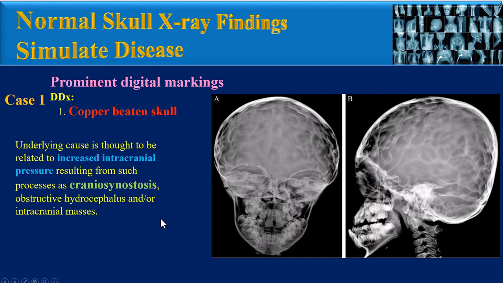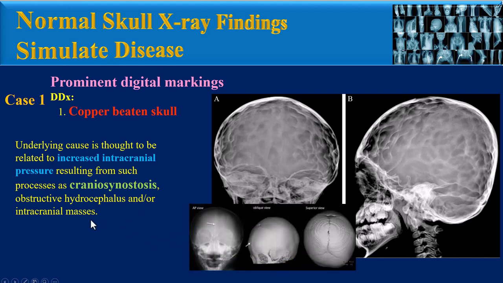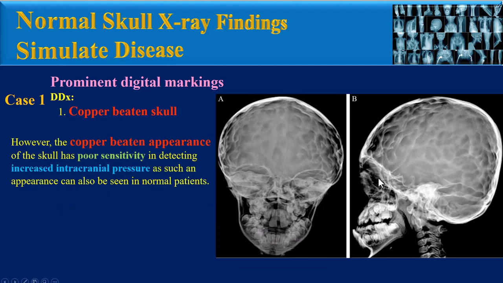The underlying cause is thought to be related to increased intracranial pressure resulting from such processes as craniosynostosis, obstructive hydrocephalus, and or intracranial masses. However, the Copper-Beaten appearance of the skull has poor sensitivity in detecting increased intracranial pressure. As such, this appearance can also be seen in normal patients.